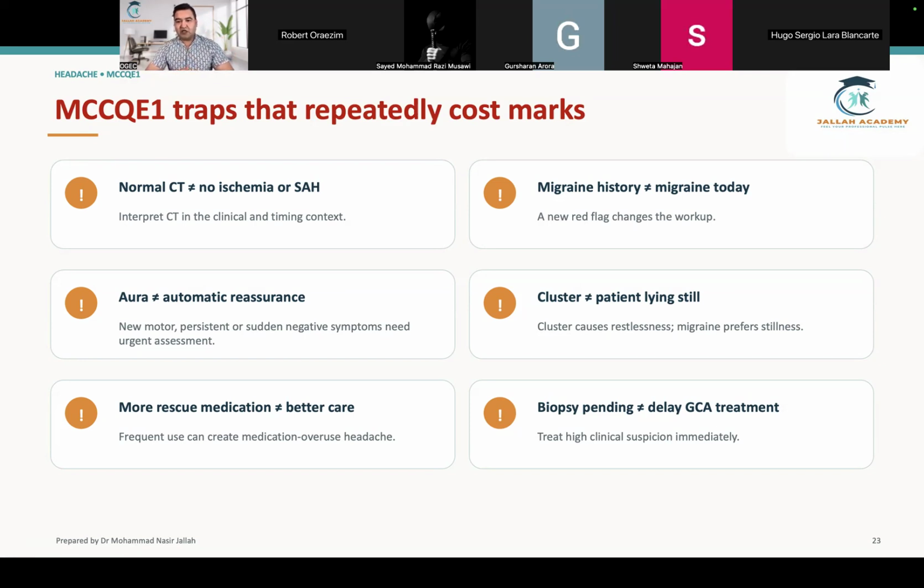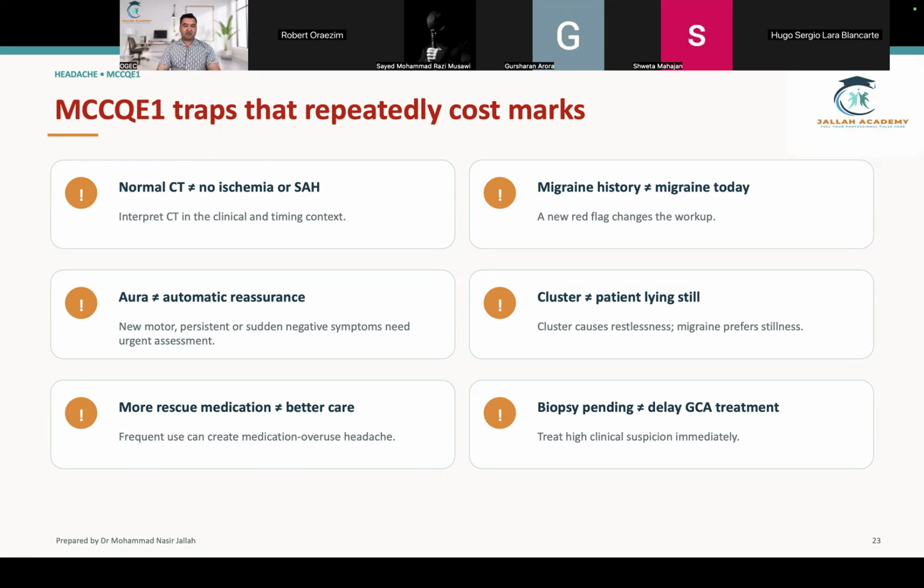Migraine history is not migraine today. A new red flag changes the workup. If you have somebody who always comes with a migraine, and now you see a new finding, it is not migraine.